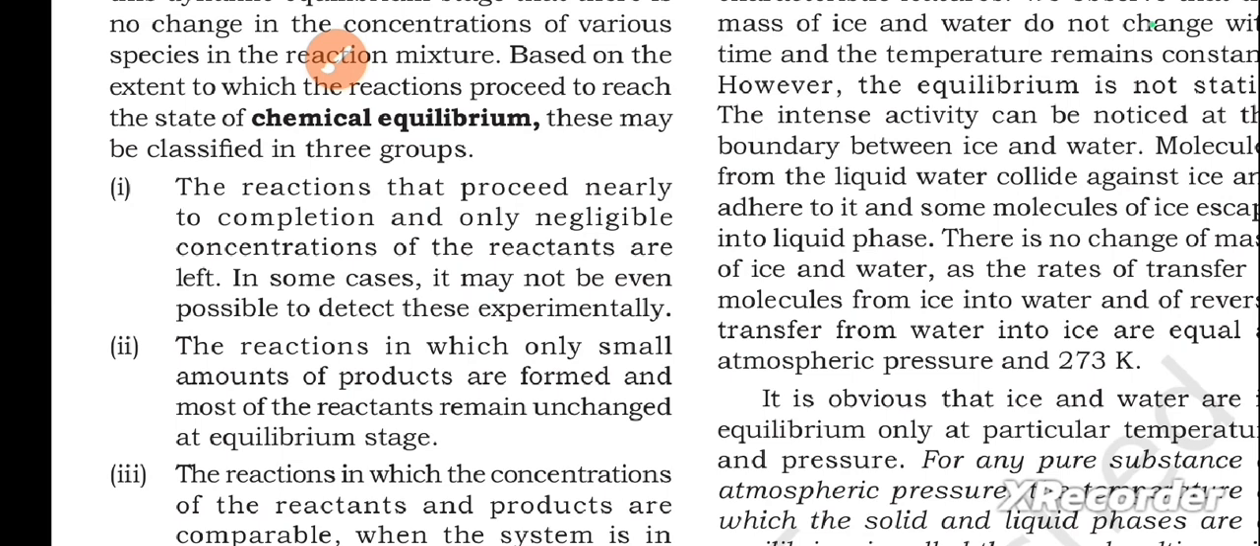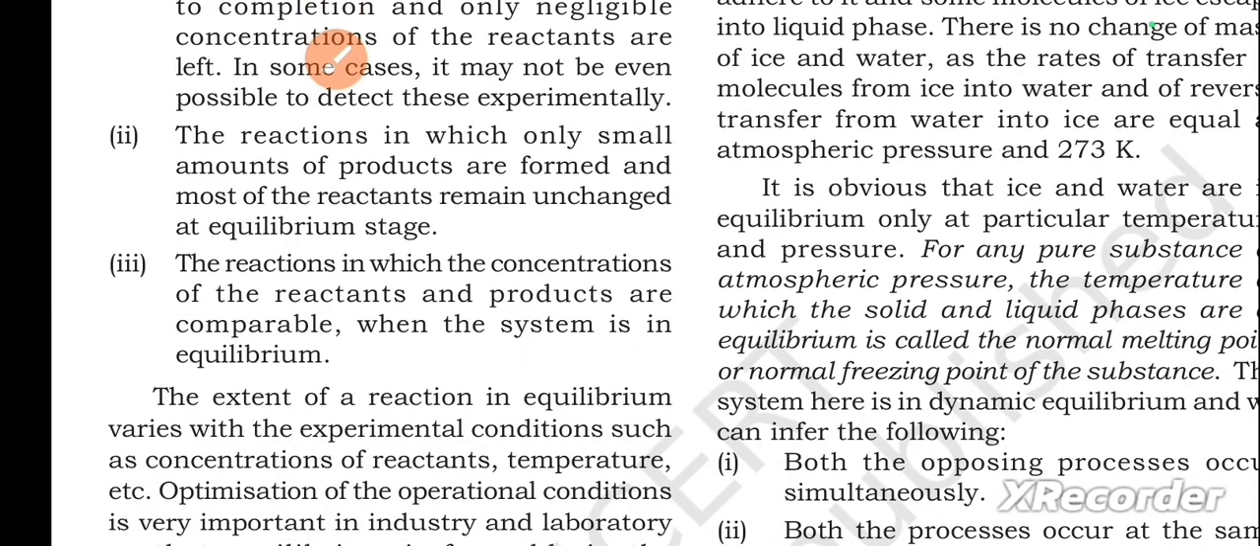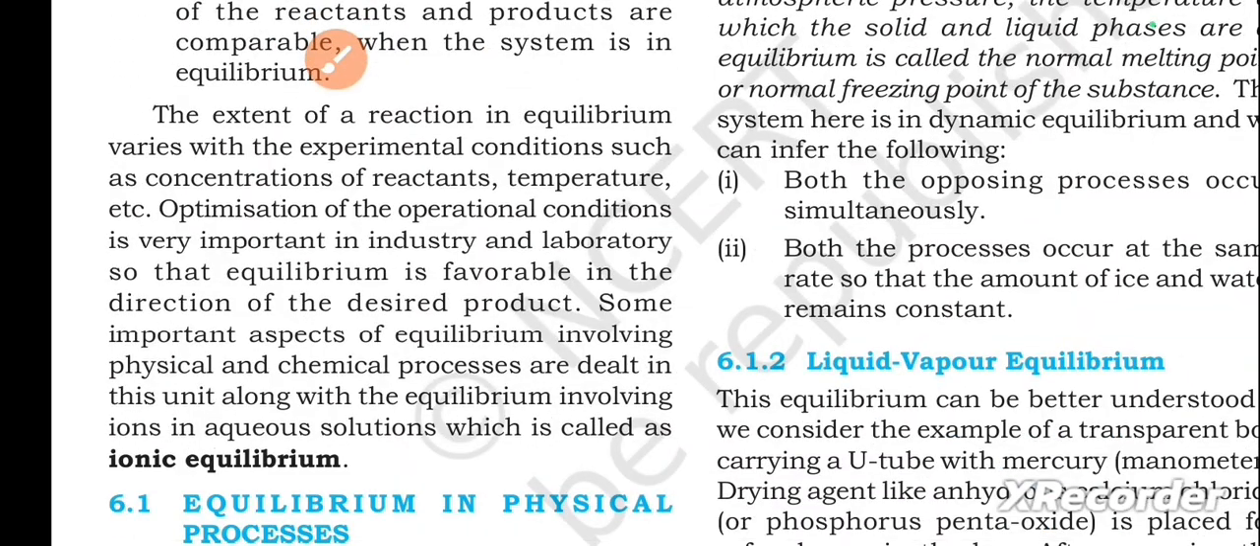Second one, the reactions in which only small amounts of products are formed and most of the reactants remain unchanged at the equilibrium stage. Third one, the reactions in which the concentrations of the reactants and products are comparable when the system is in equilibrium. The extent of a reaction in equilibrium varies with the experimental conditions such as concentrations of reactants, temperature, etc. Optimization of the operational conditions is very important in industry and laboratory so that equilibrium is favorable in the direction of the desired product.